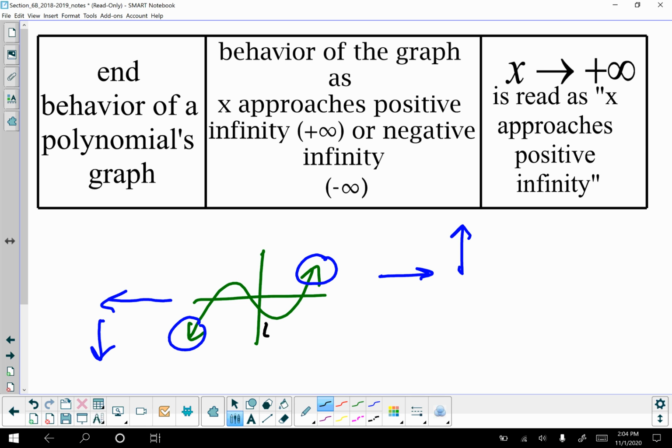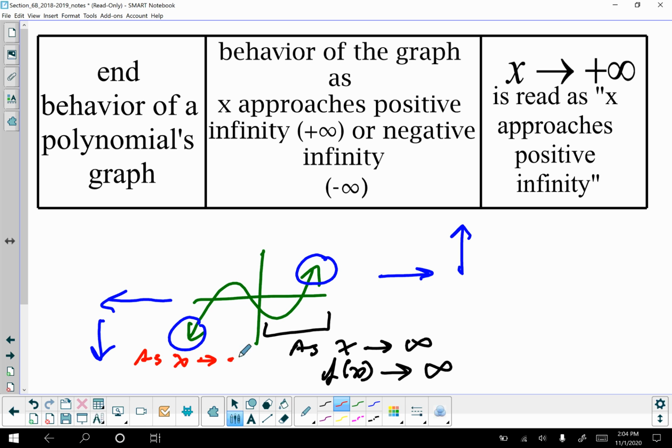So let's talk about this region over here. As x approaches infinity, the function at x, that's your y value, goes also to infinity. And then if we talk about this side, as x goes to negative infinity, this is going to negative infinity this way. The function at x is also going to go to negative infinity, meaning it's going to go down. Okay, this is great behavior.